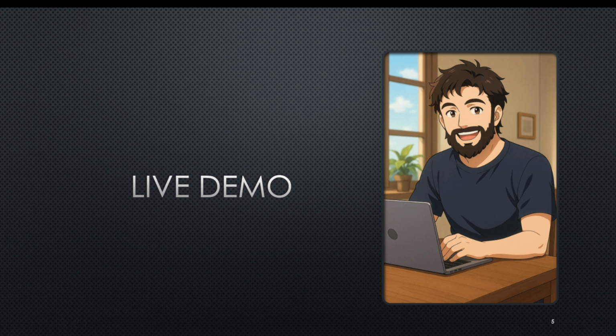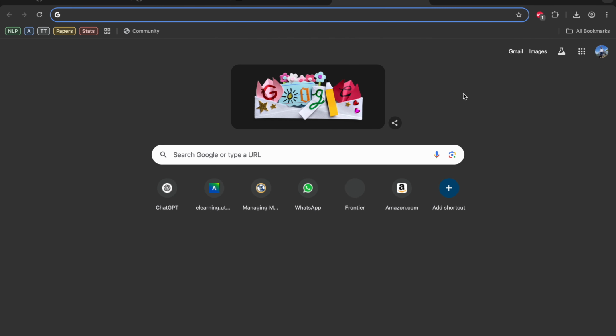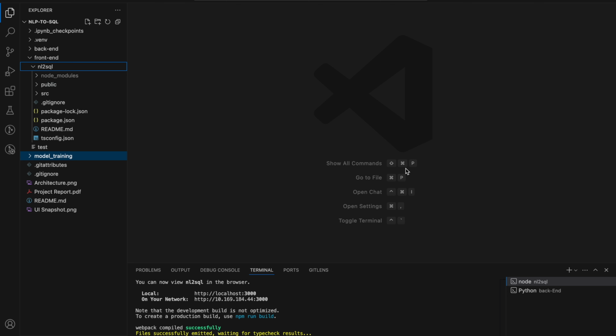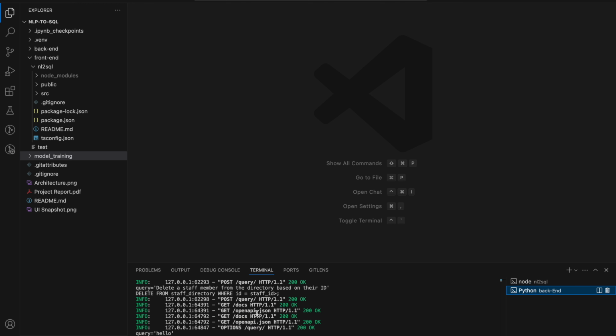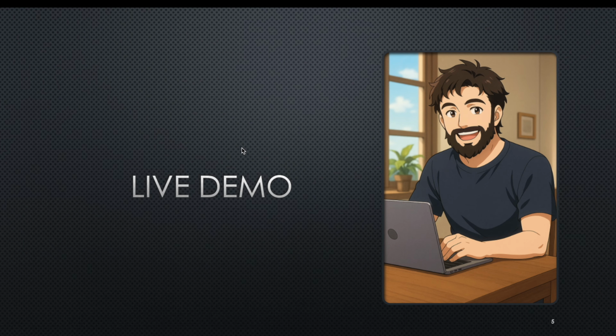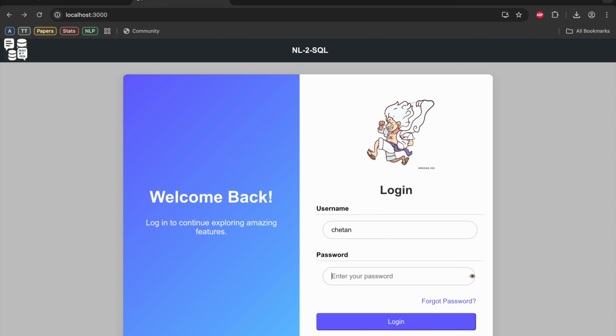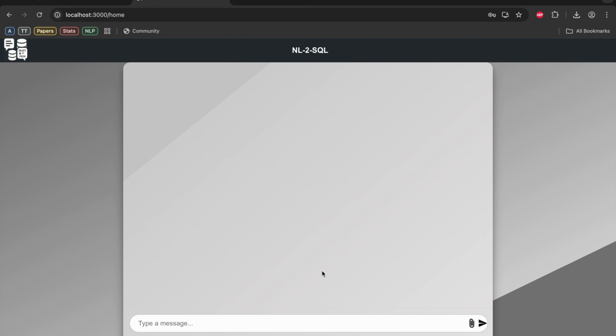We built the web app with a React frontend and FastAPI backend, as can be seen in the repo structure. So as you can see, my frontend is currently running on localhost 3000, and my backend is also running on localhost 8000. So let's move ahead. All right.